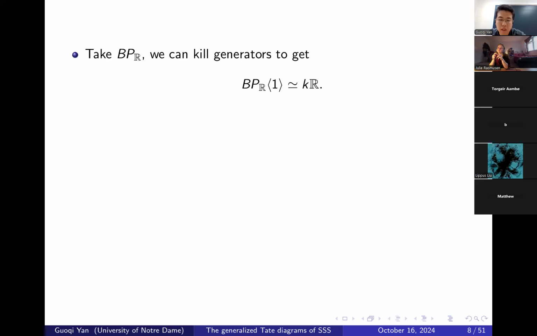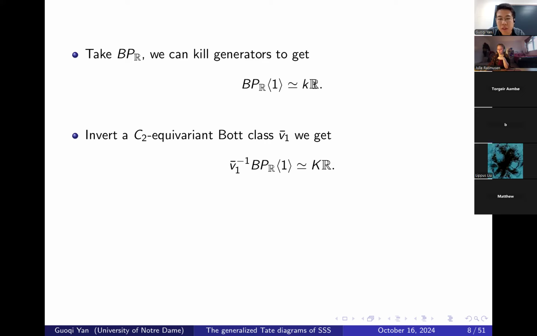So let's look at some examples. We can start from BPR and kill some generators in high dimensions. In the above degree 2, we will get a form of connective real K-theory. And this is a very familiar example if you know some C2 equivariant homotopy theory. And now we have a C2 equivariant Bott class. So I added a bar to v1 to denote this C2 equivariant Bott class. After inverting this class, we get the periodic version of real K-theory. So this is a theory of height 1.